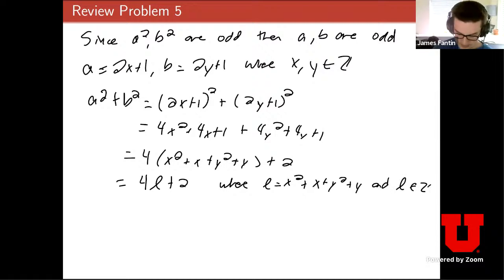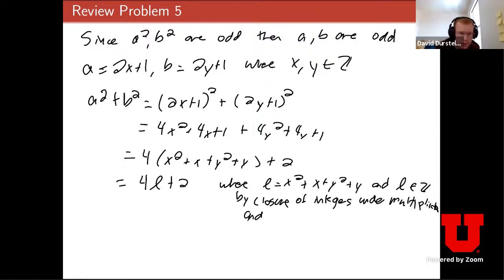And L is an integer by closure of the integers under multiplication and division. Or excuse me, multiplication and addition.